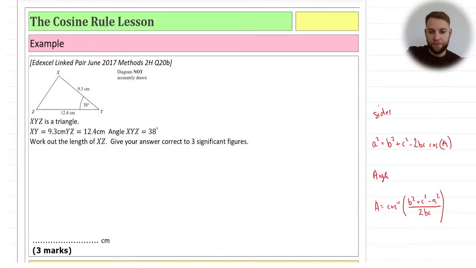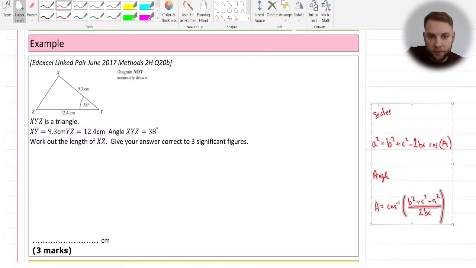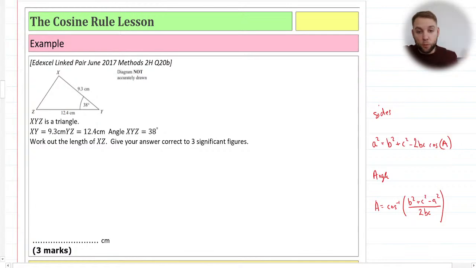Alright, let's go through this then. So we're being asked for the length x to z. Now, the first thing that I always do with all of these questions is I label what I want as A. Now, I want this side over here, so I'm going to call this little a, which means that this over here is capital A, and it doesn't matter which way around these are, so I'm going to call this one capital B, which means that this one here is little b, and this one here capital C, which means this one here is little c.